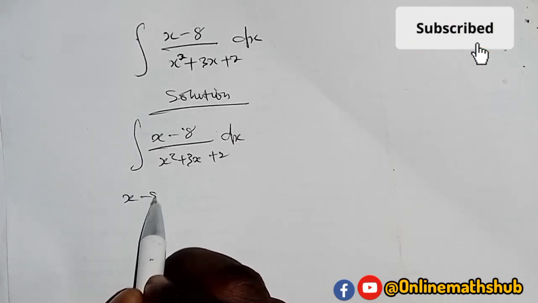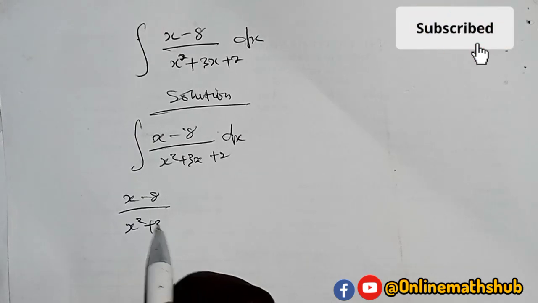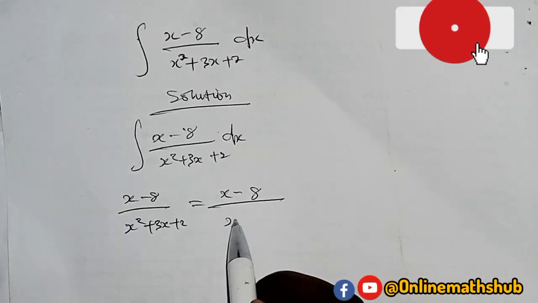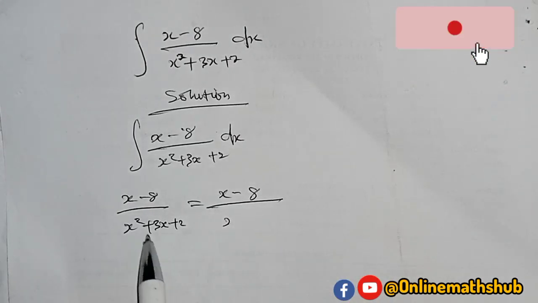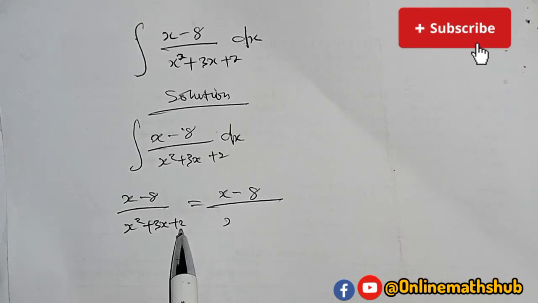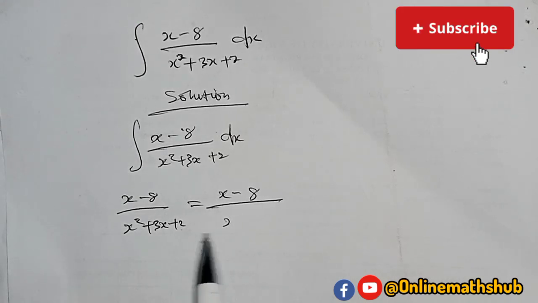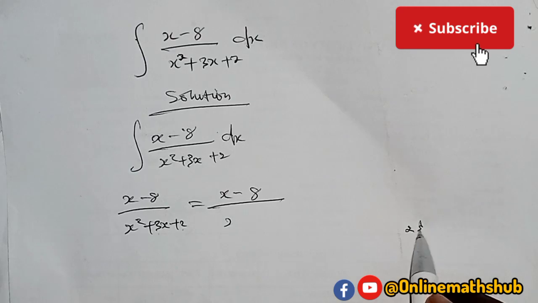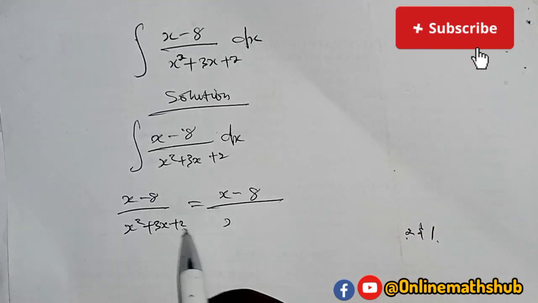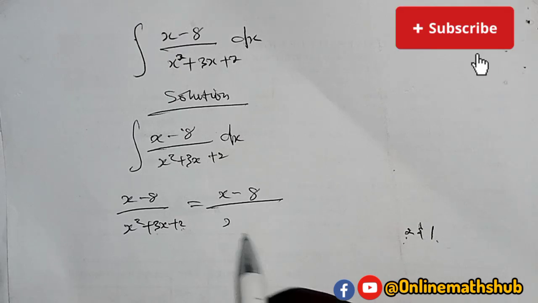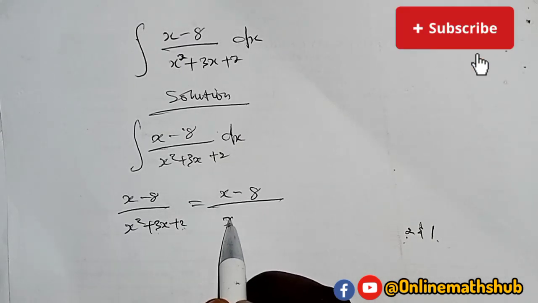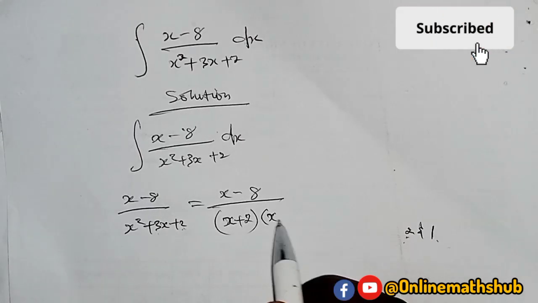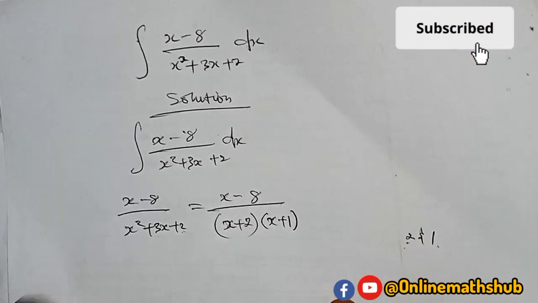So if I do that, (x - 8) divided by (x squared + 3x + 2) can also be written as (x - 8) divided by... To factorize the denominator, I will look for two numbers that multiply to give 2 and sum to give 3. The two numbers are 2 and 1: 2 times 1 is 2, and 2 plus 1 gives 3. So I'll simplify this as (x + 2) times (x + 1).